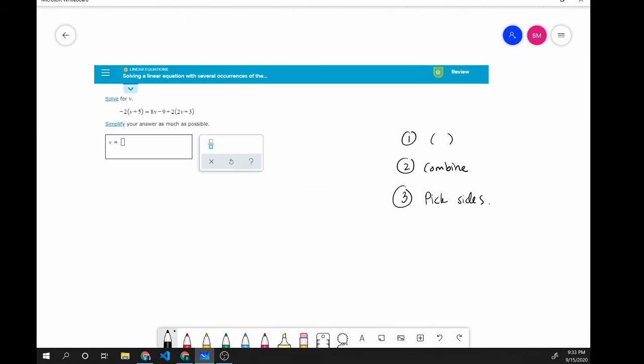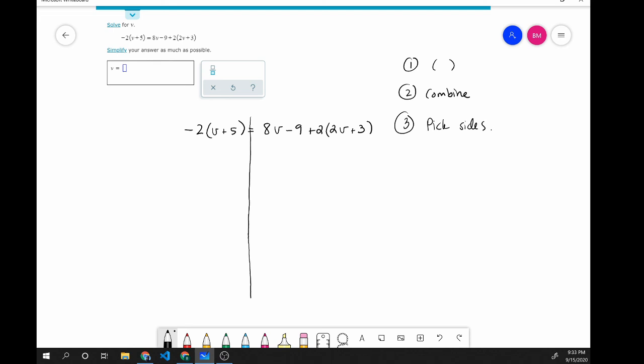All right, this is the second problem in the set of the complex solving equation things. Again, this spans a couple topics, but all the skills kind of remain the same. So I'll rewrite our problem, make it a little bigger for us. So I have negative 2 times v plus 5 equals 8v minus 9 plus 2v plus 3. And again, my step 0, if I were to write a step for it, is to draw a line down the middle.